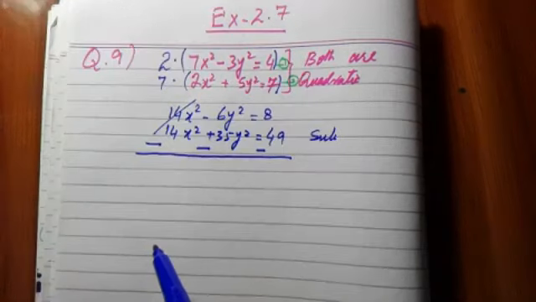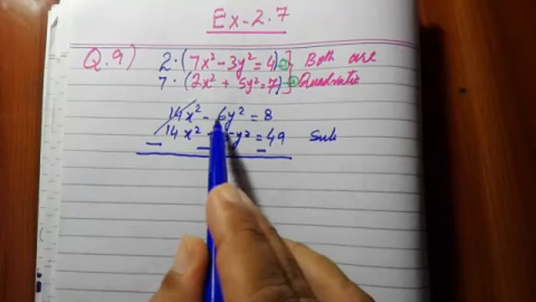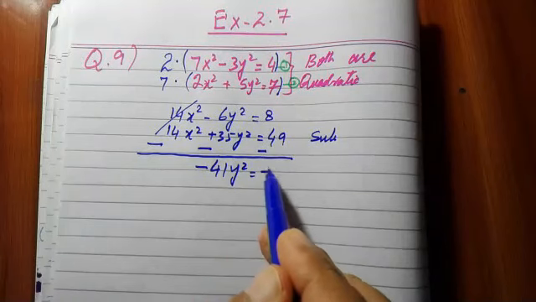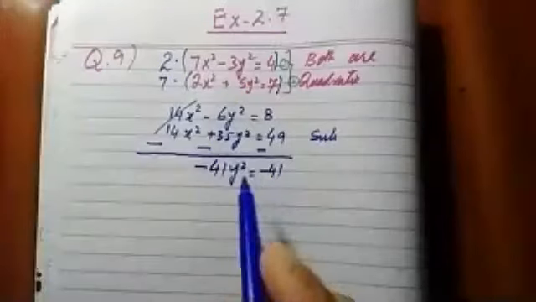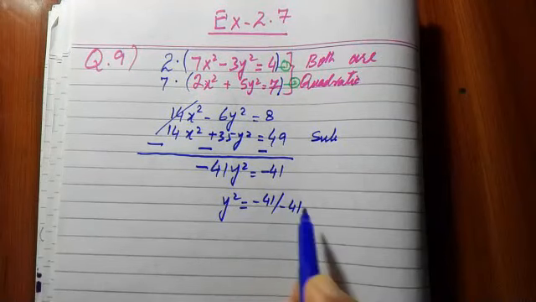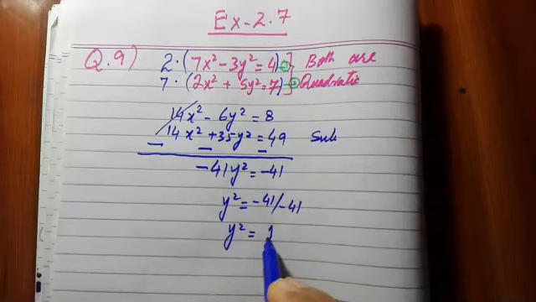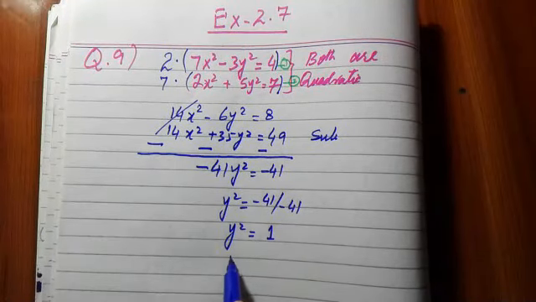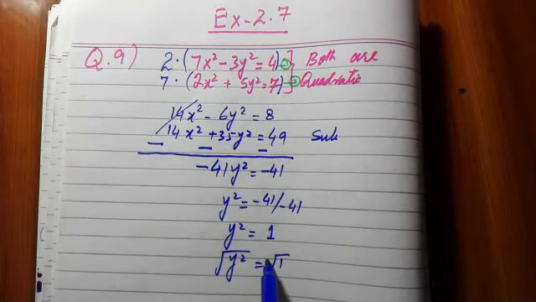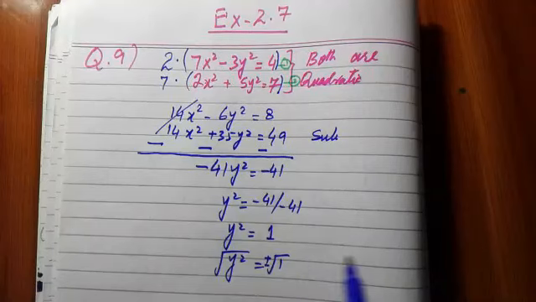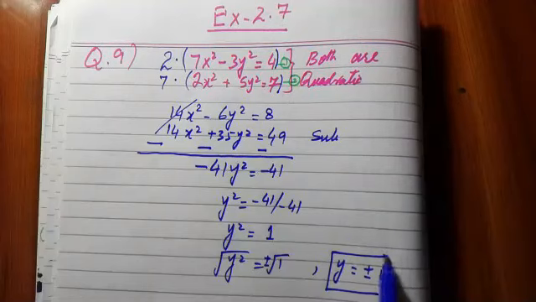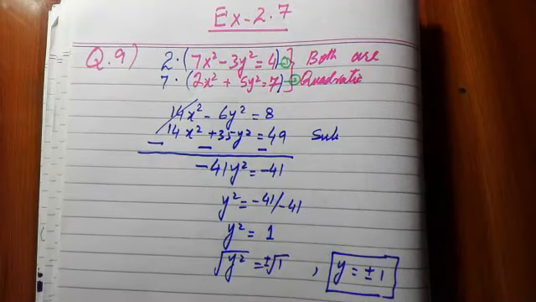So 35 and 6 will become minus 41 y square, and minus 49 plus 8 will again become minus 41. So y square will be equal to minus 41 divided by minus 41, that is y square is equal to 1. And once you take the square root on both sides, whenever you apply the square root, you will be getting plus minus 1. So y value will become plus 1 and minus 1, and we write two values collectively in this pattern, y is equal to plus 1 and minus 1.